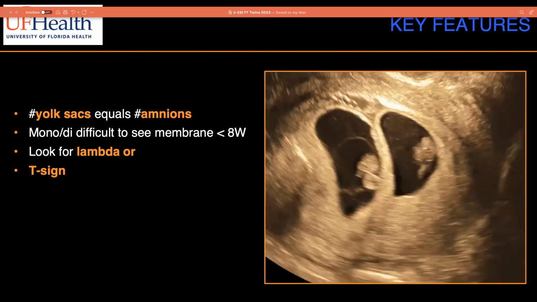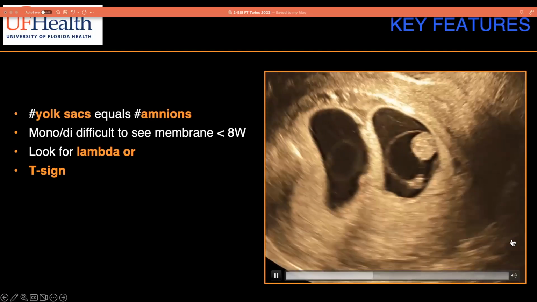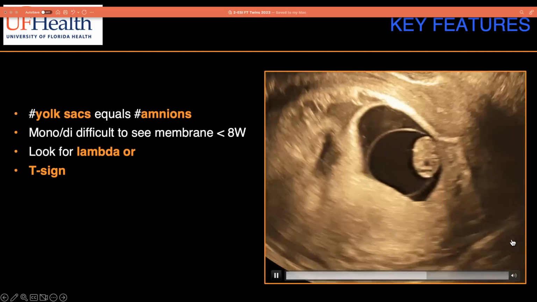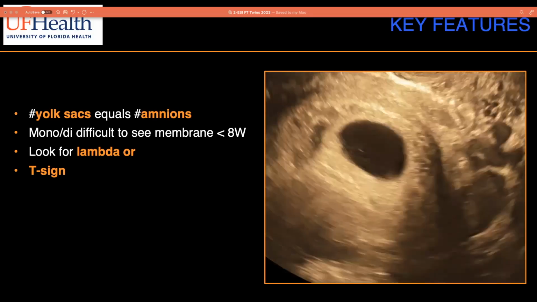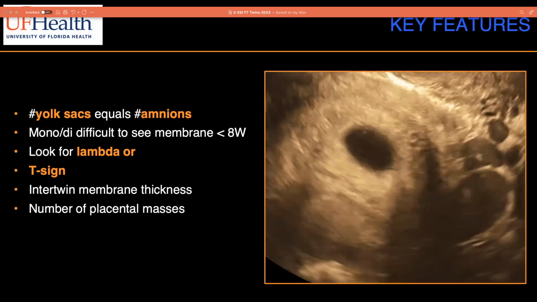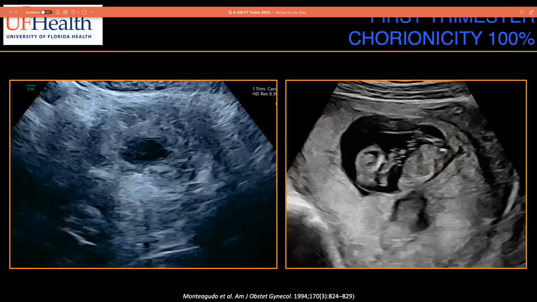And here you can see very clear demarcation again between the two, very thick separation between the two in a di-di gestation. We talked about the number of placental masses and fetal sex, which may not be apparent early on, as ways to help us as well. So determining chorionicity can be as high as 100%.